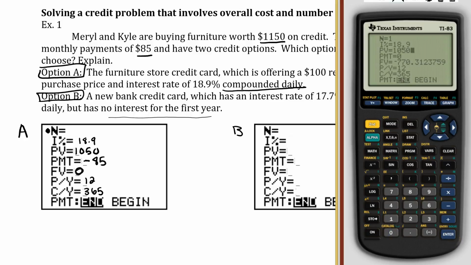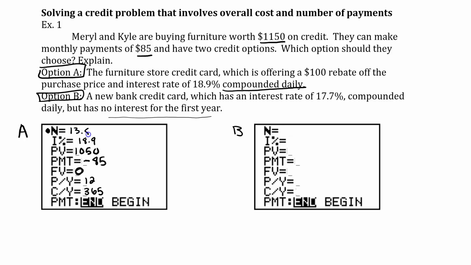Money is coming to us when we're being loaned it. So the present value is 1,050. Our payment is 85. Our future value is going to be 0 because we're going to pay it all off. Our payments per year is going to be 12, and compounding periods per year is going to be 365. So when I solve for the number of compounding periods, I get 13.8585. So 14, essentially it's going to take 14 months.